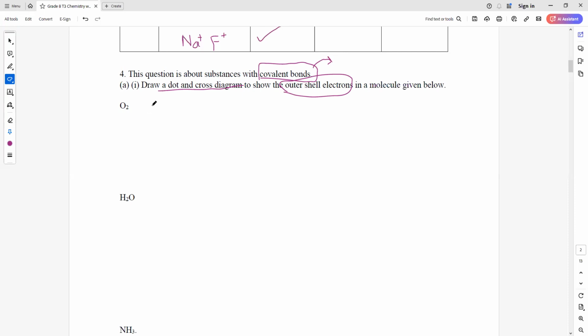So O2 means there are 2 oxygen atoms. In each oxygen atom, we have 6 electrons, right? So for 6 electrons, I will just draw like this, 2 single like this we will consider. And for the next one, since they have asked to draw a dot cross diagram, we have to use crosses and dots only. We cannot use different colors.